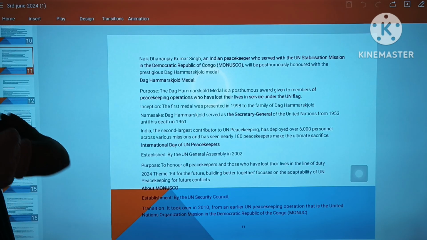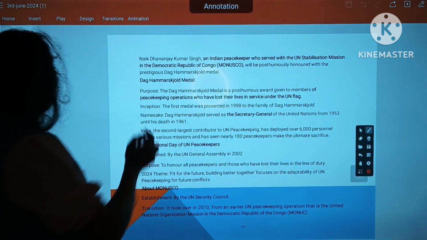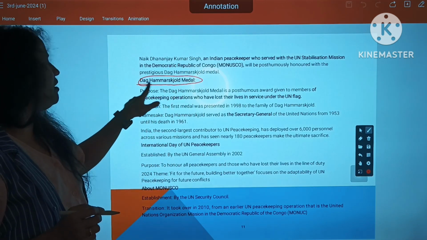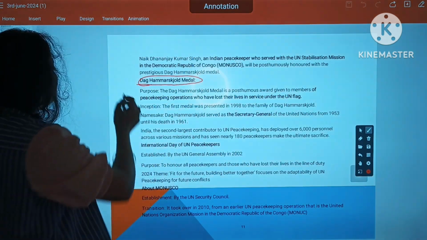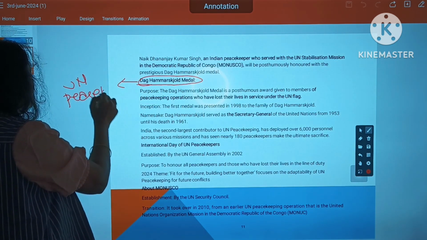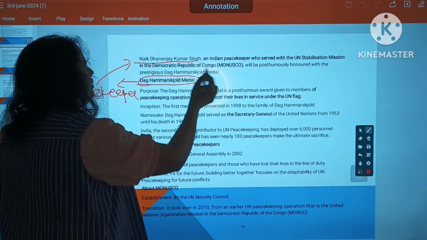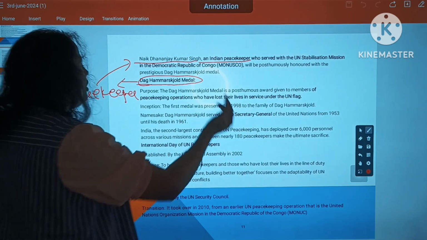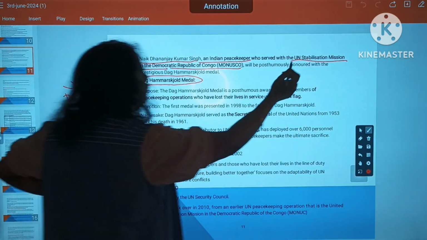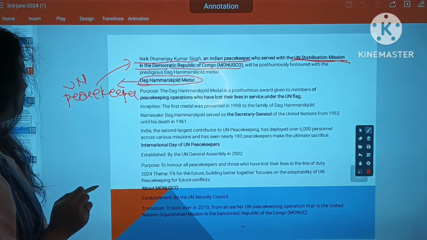Coming to our next topic, that is the Dag Hammarskjold Medal. This will be given to UN peacekeepers. It is given to Naik Dhananjay Kumar Singh, an Indian peacekeeper. He served in the UN Stabilization Mission in the Democratic Republic of Congo, and he lost his life also.